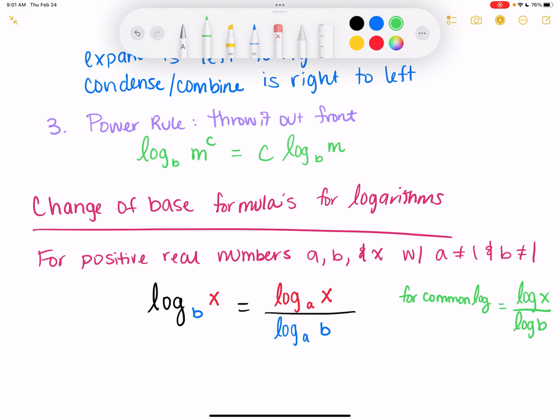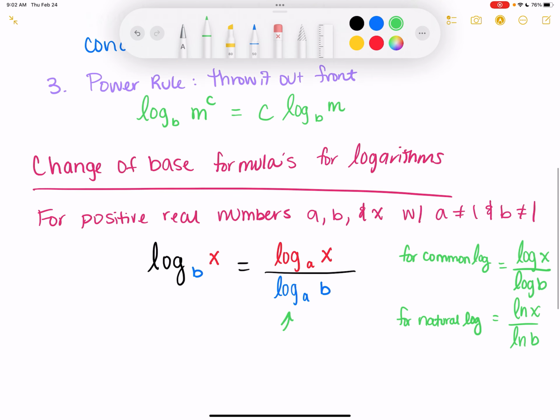Most of the time it either tells you natural log or common log. If it says natural log, then it would have just been the ln of x over the ln of b for this particular situation. So this here is for a log of any base other than 10 or e, which is common log or natural log.